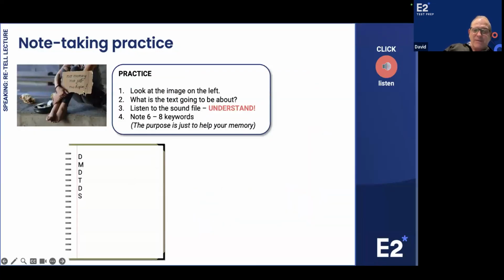Look at the image on the left. We write on our pad DMD TDS and we listen and take notes.